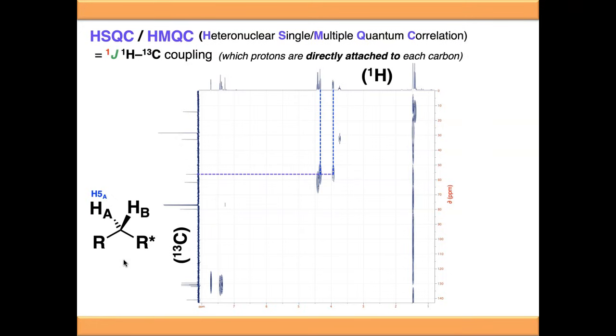So because H5A and H5B, as I've labelled them, this is just an arbitrary label, are different chemical environments, they're both still coupled to the same carbon, which is C5, so you can see that reflected in the HSQC. So anytime you've got two proton chemical environments coupling to the same carbon, it's telling you that they're a diastereotopic pair of protons, basically.